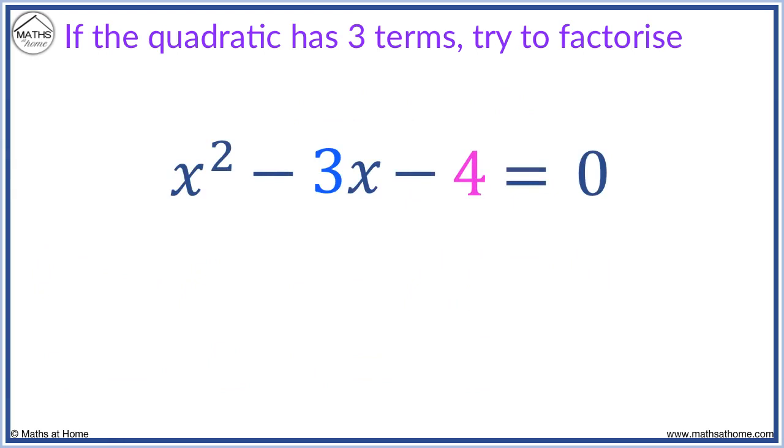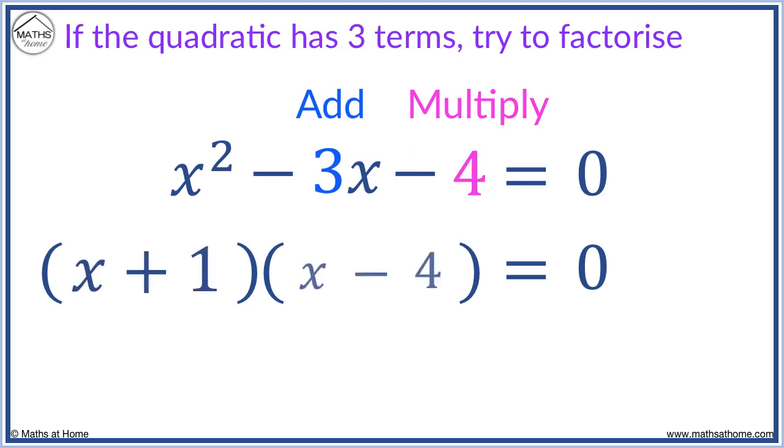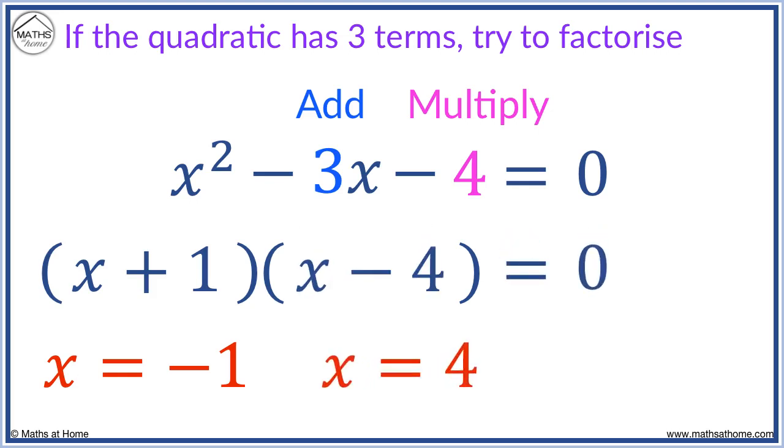Here is x squared minus 3x minus 4 equals 0. We need two numbers that add to make minus 3 and multiply to make minus 4. These numbers are 1 and minus 4. We factorise to get x plus 1 brackets x minus 4. When x plus 1 equals 0, x equals minus 1. When x minus 4 equals 0, x equals 4.